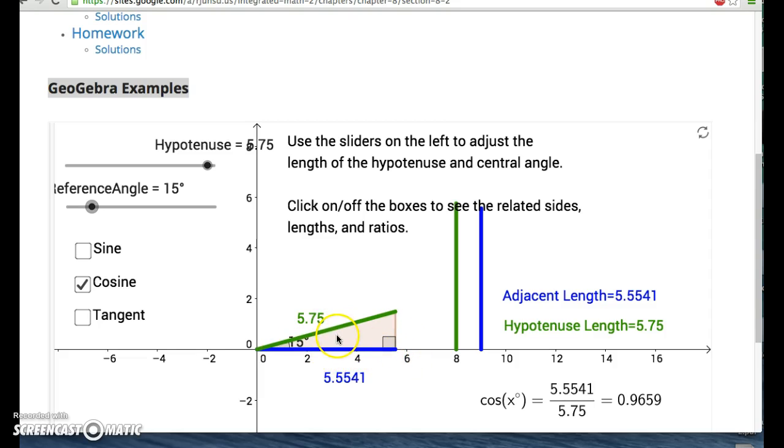But the triangle could be in a different position. It could be standing up. So it's not necessarily the flat part, but it's more of the adjacent side. Okay. So write yourself some notes about cosine and pause it here.